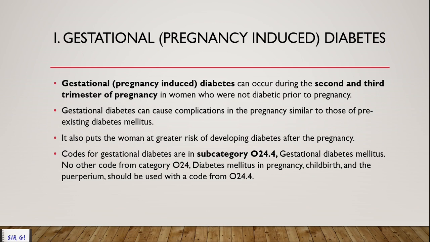Okay, so the code for gestational diabetes is subcategory O24.4. Keep in mind, put a note there. I always put the words code O24.4 right beside gestational diabetes. Okay, guys, if you see in the scenario that it is gestational diabetes, your first code should always be O24.4 and no other codes. Okay? If you see O24.1, O24.2, that's not the code. It should always be O24.4. Okay?